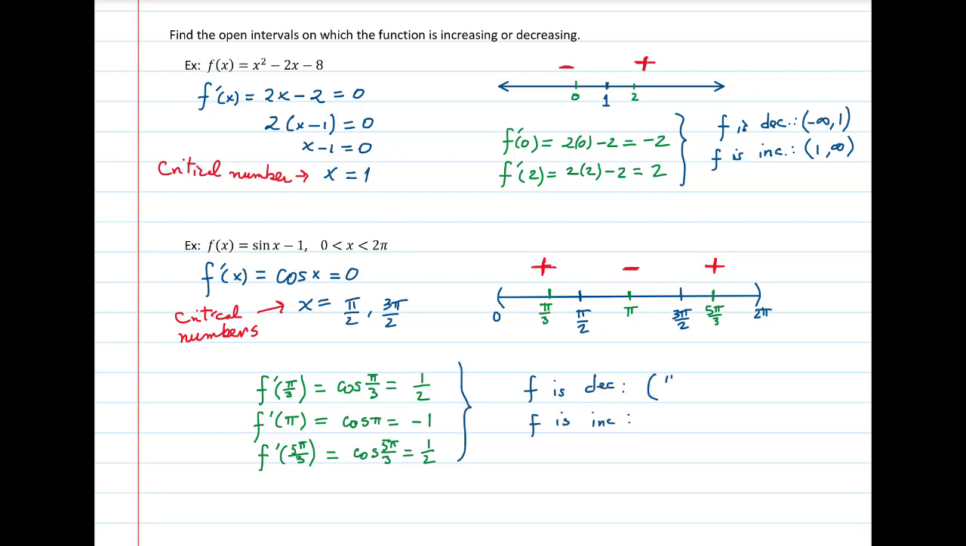All right, writing this formally in interval notation, f is decreasing from pi halves to 3 pi halves, and again, we always represent this with an open interval. And the function is increasing from 0 to pi halves, and we can represent it with a union, from 3 pi halves to 2 pi. And there we have it.